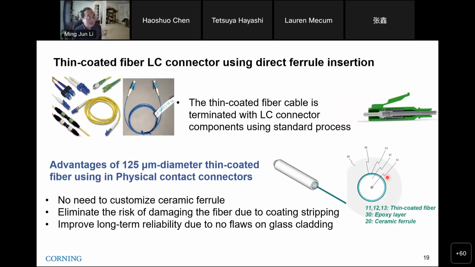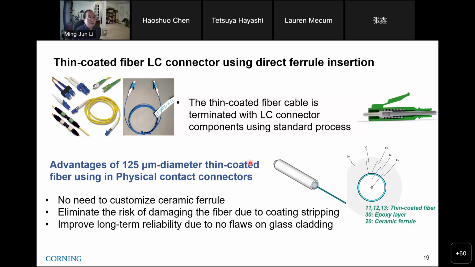Okay, the last two slides I'm going to show is that we can use thin coated fiber for making connectors using direct ferrule insertion without stripping the coating. For this application, we make the coating diameter 125 micron, the same diameter as the standard glass diameter. But we reduce the glass diameter slightly to 115.